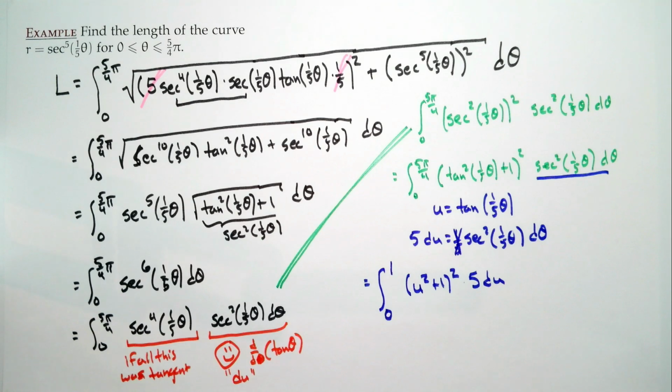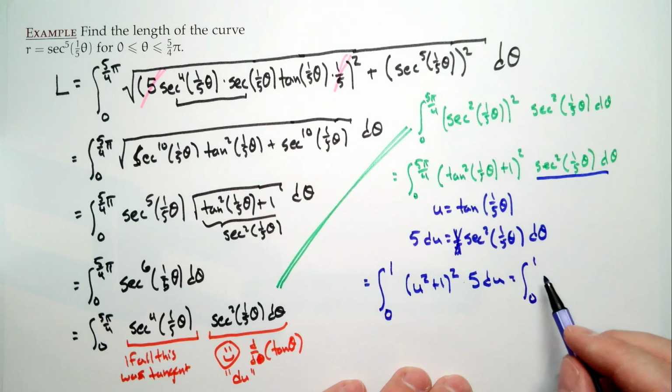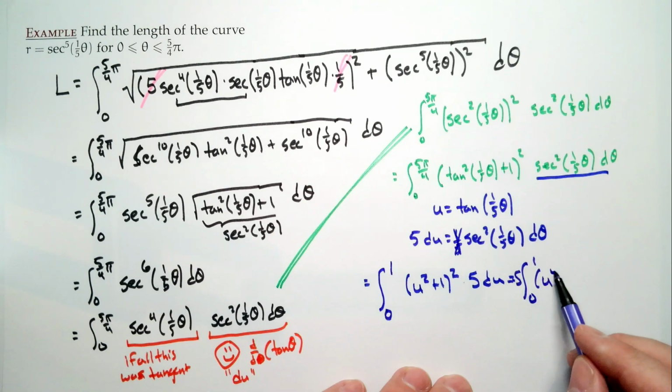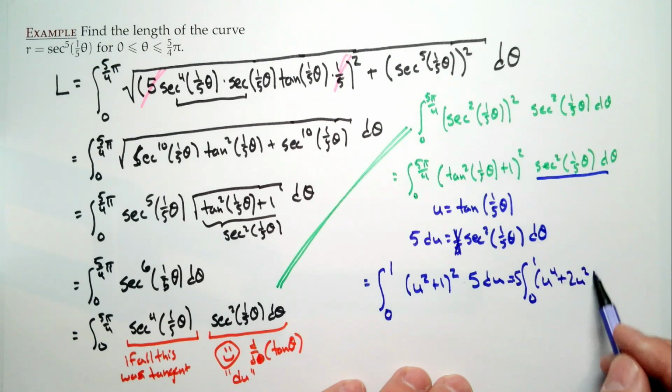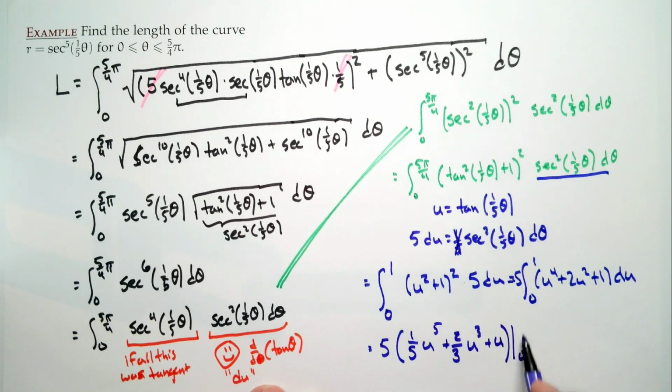Yes, we need to expand it a little bit. So, integral from 0 to 1. We'll put the 5 way out in front. Then we get u to the 4th plus 2u squared plus 1. Now we're ready to integrate. So we have the 5. Integral of u to the 4th is 1/5 u to the 5th. Integral of 2u squared is 2/3 u cubed. Integral of 1 is u. Evaluate from 0 to 1.